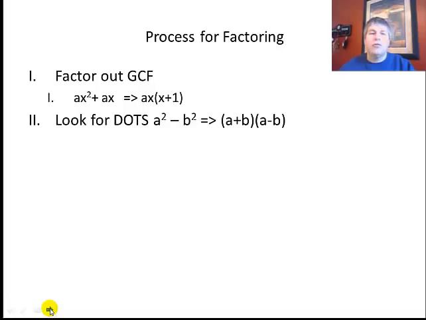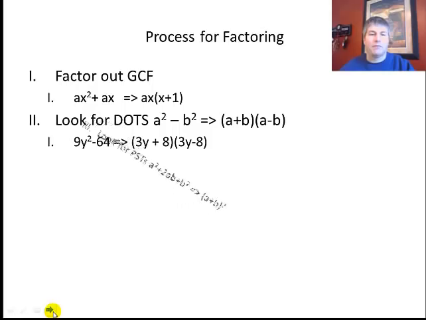The second thing we want to do is look for that difference of two squares. We've memorized that pattern, so always look for a difference of two squares. So we have the difference of two squares, 9y squared minus 64, and then we can just factor that to the quantity 3y plus 8 times the quantity 3y minus 8.